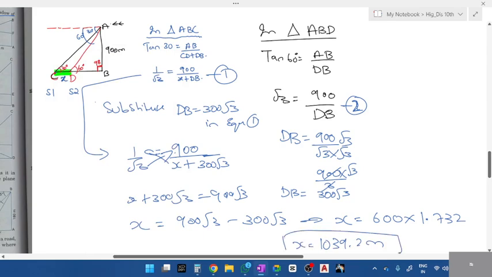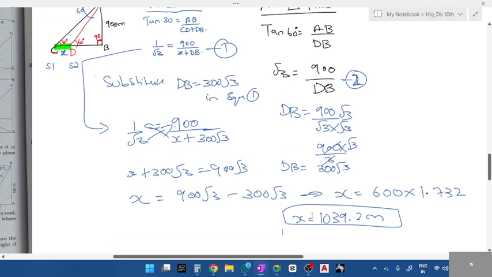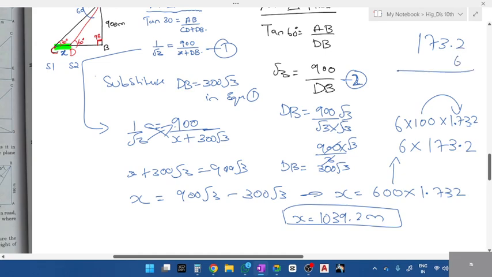So what's the distance between two ships? 1039.2 meters. Even this calculation part I'll tell. 600, how can you write 600, students? Can I write 6 into 100 into 1.732? Right? So how much is 100 into 1.732? Be quick. When you multiply this by 100, what decimals? 173.2. Even here there are two zeros. So take 173.2 divided by 6. It is easy to solve like this. You'll get this answer.